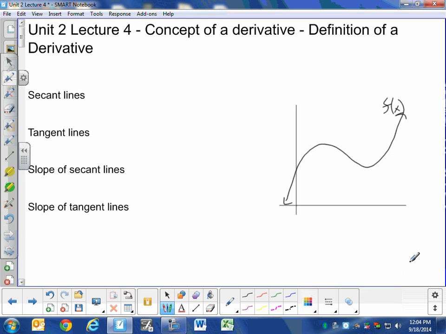We're going to continue to introduce derivatives today. And we're going to review something first. We talked about this last class. We talked about secant lines. A secant line is a line that connects two distinct points of a function.